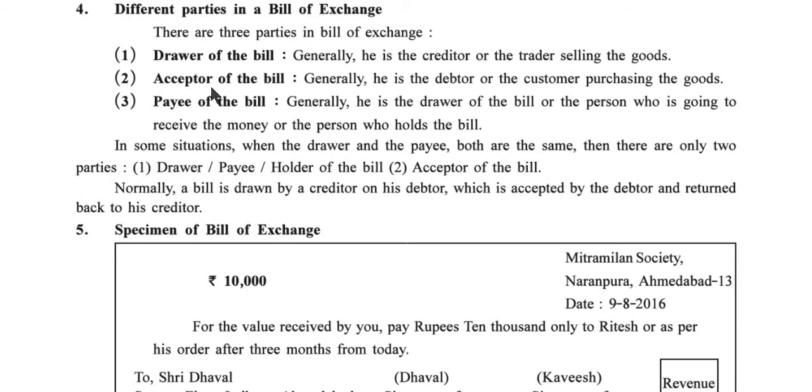Second person, acceptor of the bill. Generally, he is a debtor because he received the goods on credit, meaning he purchased the goods on credit.